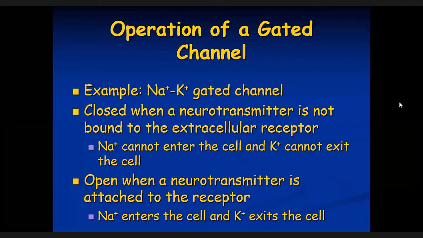So your sodium and potassium go hand in hand. When the one enters, the other cannot exit. That is the function of our sodium-potassium channel: sodium cannot enter the cell, and potassium cannot exit the cell. However, when the neurotransmitter is attached to the receptor, sodium enters the cell and potassium exits the cell. So your gated channel goes hand in hand with your receptors. There are receptors in your cell membrane that accept sodium, or that accept potassium. Without the receptors, your channel cannot function.